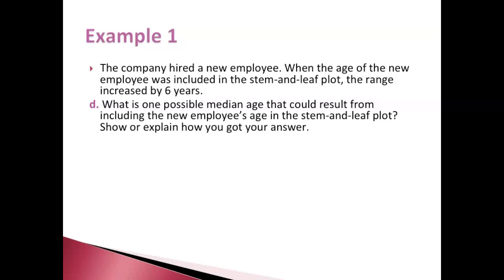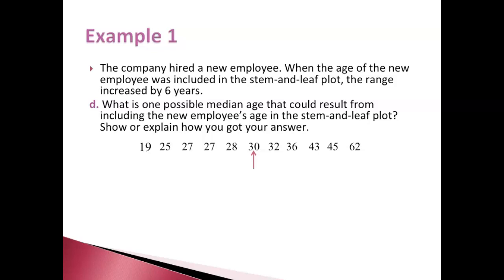So imagine this. Imagine you have all your values from 25 through 62. How would you be able to increase the range by 6? Well, either the new employee was much younger, was 6 years younger than the current youngest employee. So in other words, if you added 19 over on this side, that could work. And then you could find here that the median age would be 30.